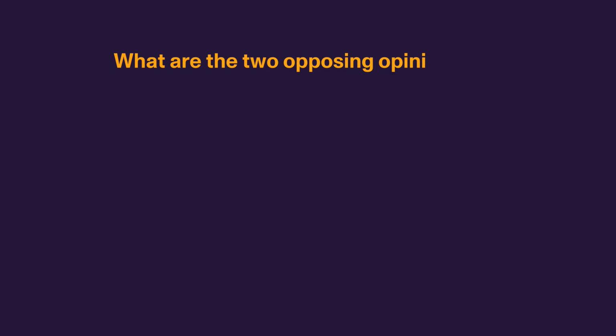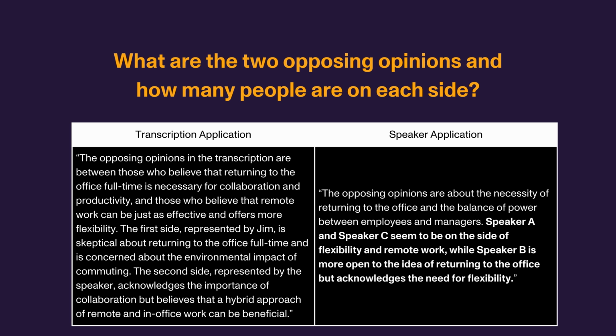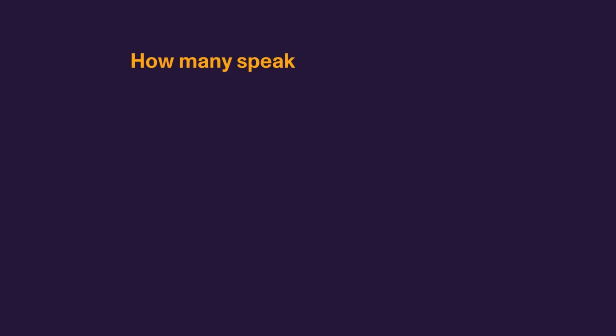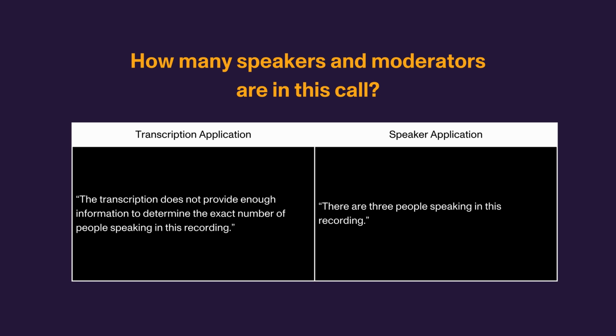We can ask, what are the two opposing opinions and how many people are on each side? In that case, we get a much more accurate answer from the speaker application. And the last example is how you can extract some practical information from these recordings. For example, if you ask how many speakers and moderators are in this call, the transcription application can at best tell you that there are multiple speakers in the call, but cannot identify the actual number.